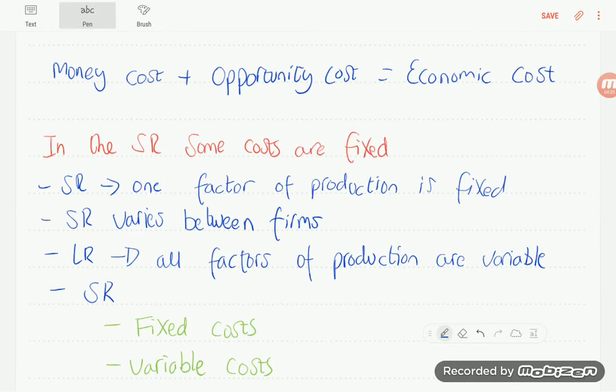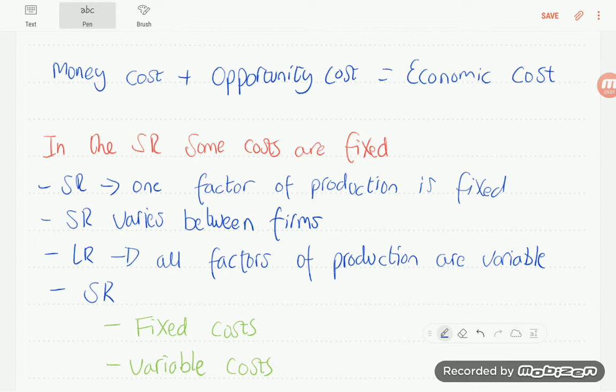In the short run, some costs are fixed. The short run is the period of time when at least one factor of a firm's production is fixed. The short term isn't a specific length of time. It varies from firm to firm. For example, the short run of a cycle courier service could be a week because it can hire new staff with their own bikes quickly. But a steel manufacturer might have a short run of several years because it takes lots of time and money to build a new steel manufacturing plant.